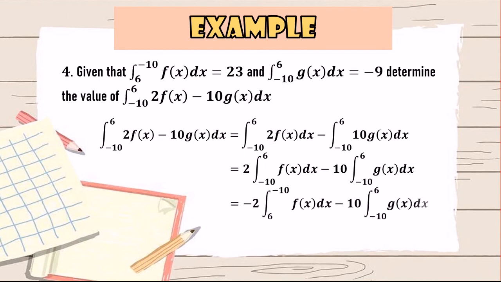Now, notice that the limits on the first integral are interchanged with the limits on the given integral. So switch them using the first property, adding a minus sign. And once this is done, we can plug in the known values of the integrals, so our final answer is 44.